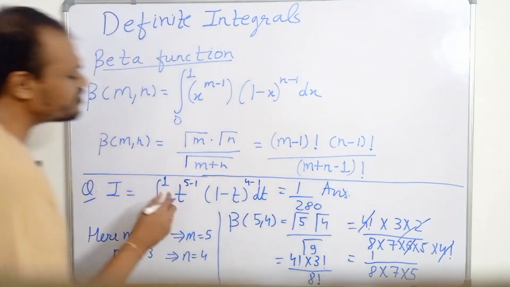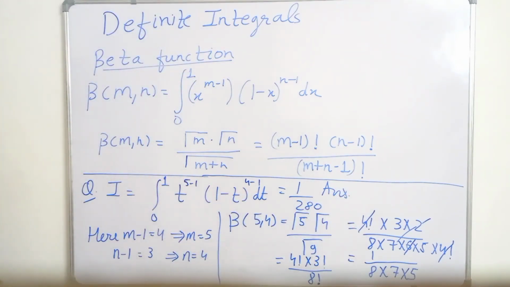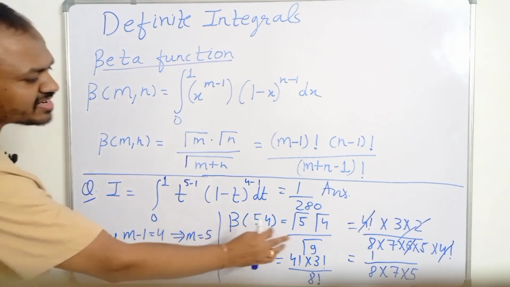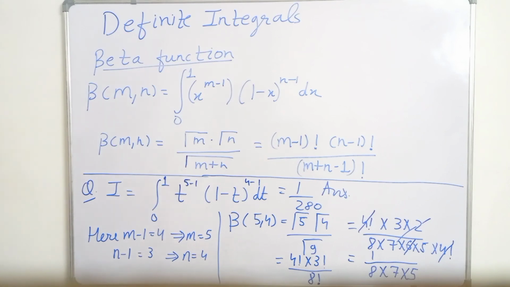You can see if we try to solve this integral directly, then it will take us a lot of time. But if we simply apply the beta function, then we find the answer very quickly. We will see one more example of the application of the beta function to solve definite integrals.